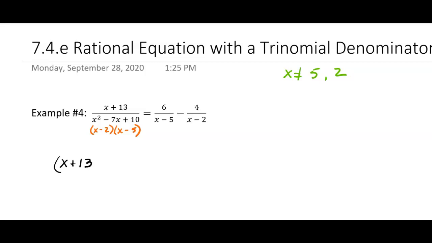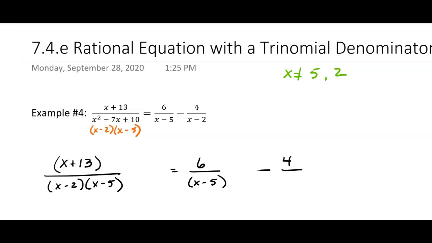I could put that in parentheses. Maybe I want to. Maybe I don't. It's not going to make a big difference. Okay, equals, and then I have 6 over x minus 5. I'm leaving space so I can put in the LCD.